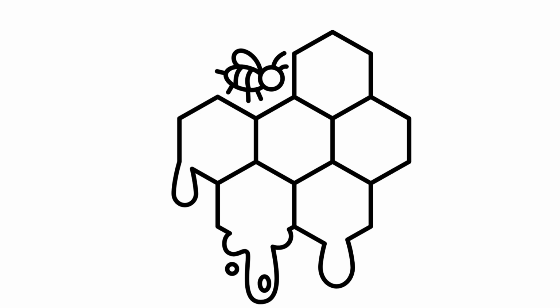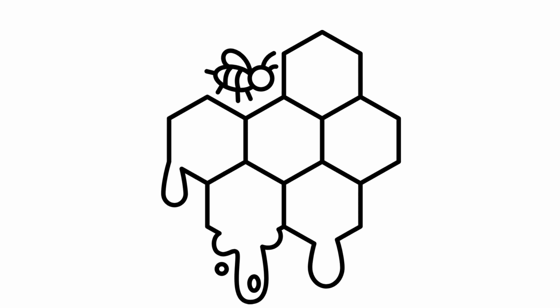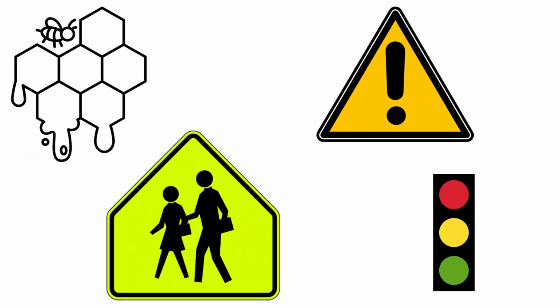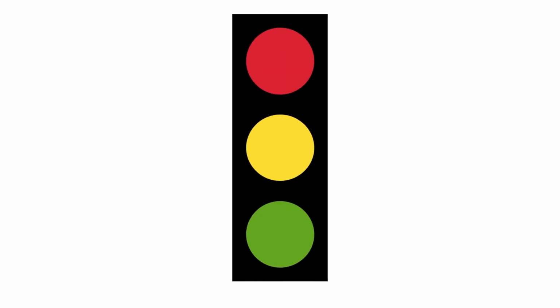I count 6 sides. Which shape did we learn today has 6 sides? That's right. It's a hexagon. What shape do you see here? I see a couple of different shapes here. Let's disassemble the traffic light to see the different shapes.